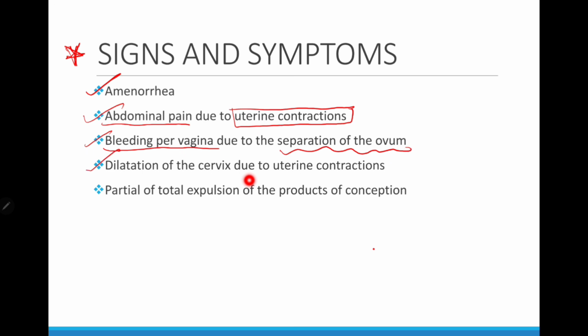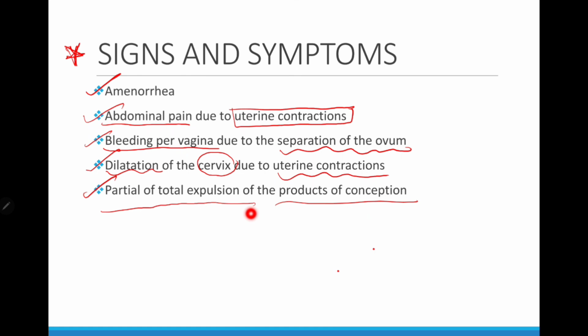And dilatation of the cervix. Very important, dilatation of the cervix due to uterine contractions. And partial or total expulsion of the products of conception.